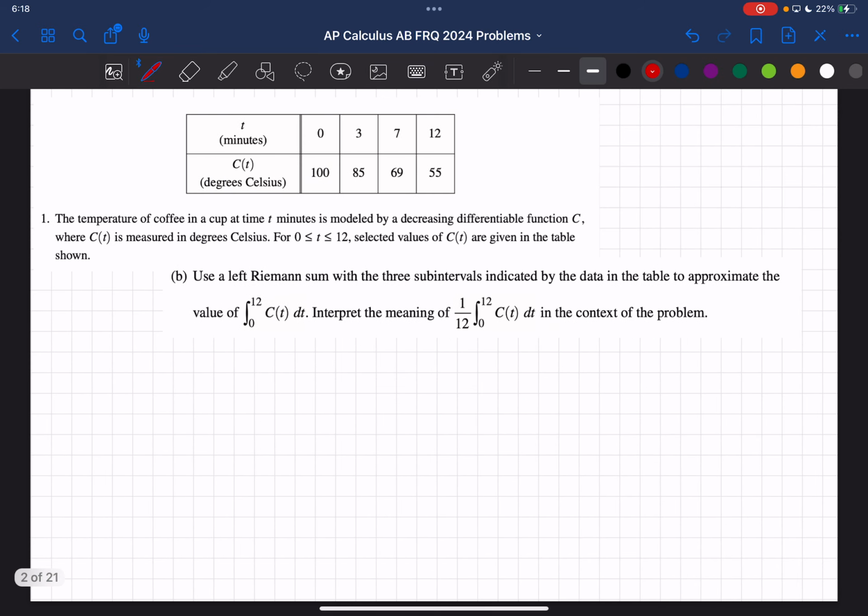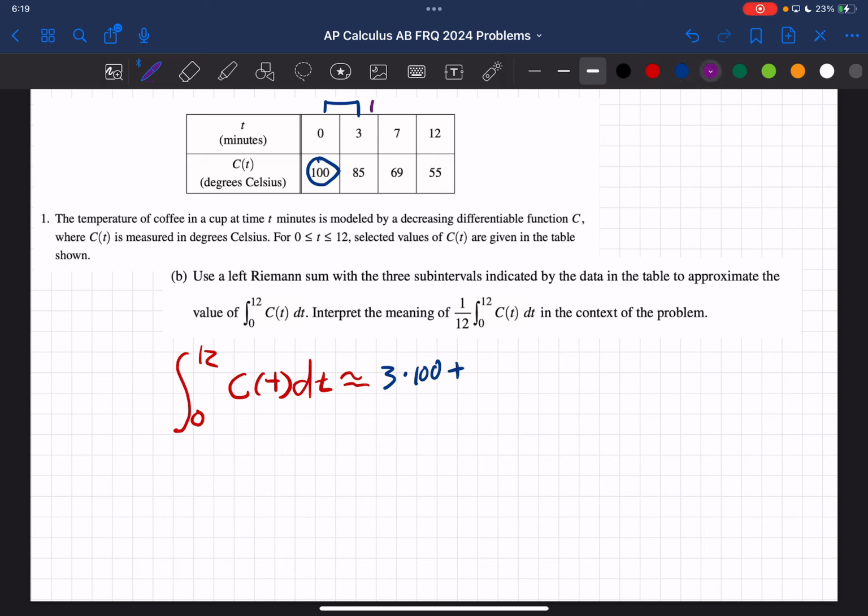For part B, it says use a left Riemann sum with 3 subintervals indicated by the data to approximate the value of the integral from 0 to 12 of c of t. So first we want to approximate this integral. Notice that we don't have to interpret this; we only have to interpret something else, but that's going to happen later. Now it says use a left Riemann sum, and we're going to use 3 subintervals. So for the first interval from 0 to 3, we're going to use the left-hand value of 100. So that means we take the interval width of 3 times 100.